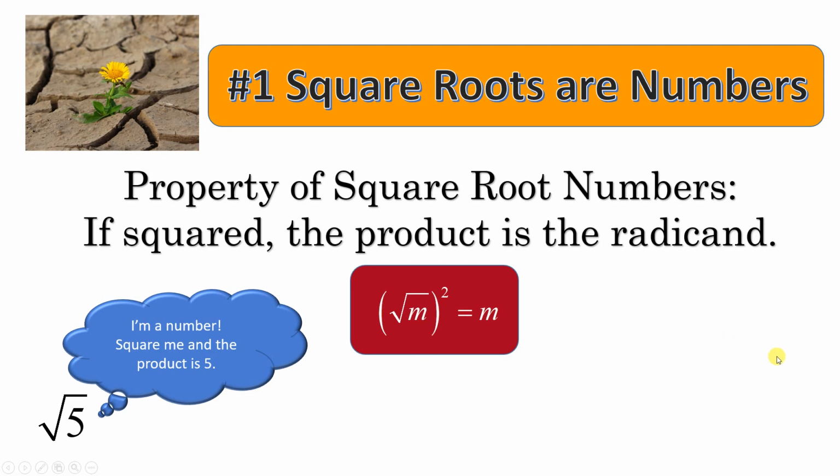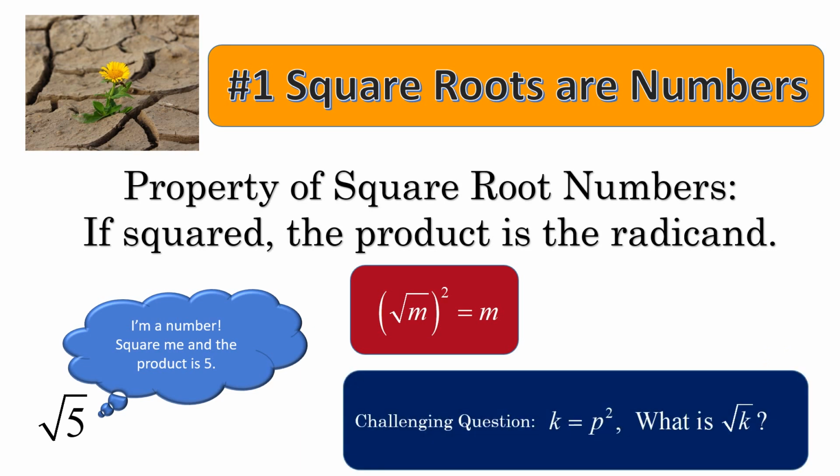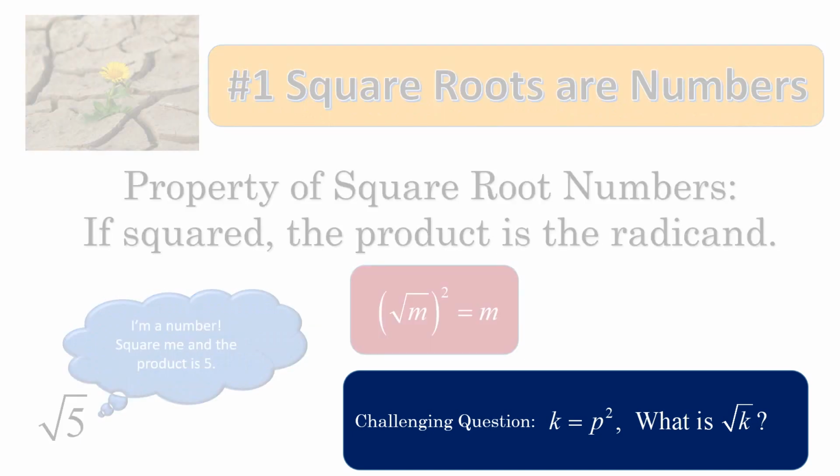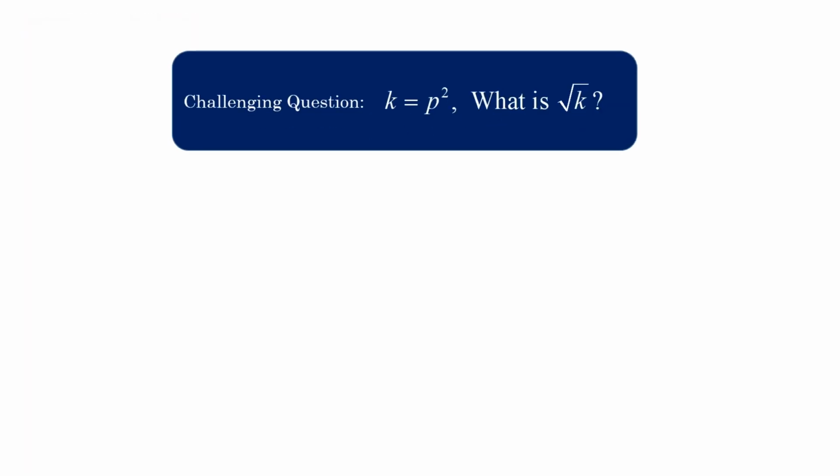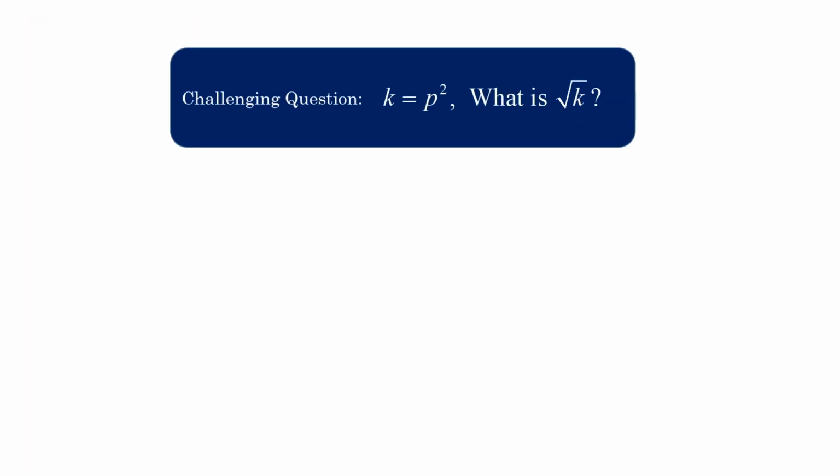That's a little elusive for students, and they don't actually think that this is math yet because they haven't seen any steps. So a question that you can ask that can help students to get their head around what this really is saying is this question right here. It says that if k is equal to p squared, what is the square root of k?